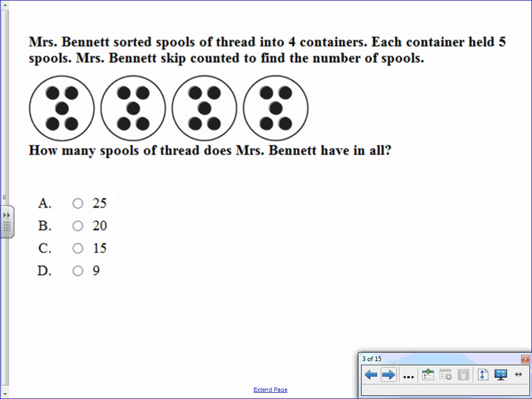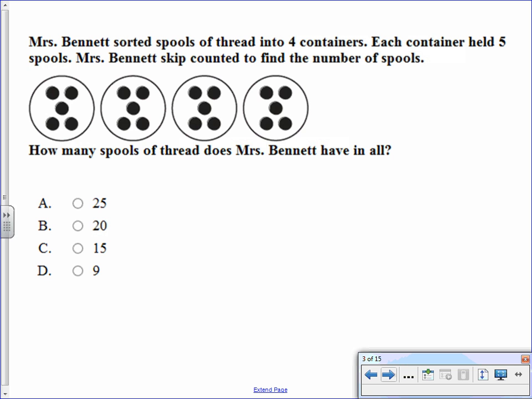Mrs. Bennet sorted spools of thread into 4 containers. Each container held 5 spools. Mrs. Bennet skip counted to find the number of spools. How many spools of thread does Mrs. Bennet have in all? So if Mrs. Bennet skip counted, then we should do the same thing.